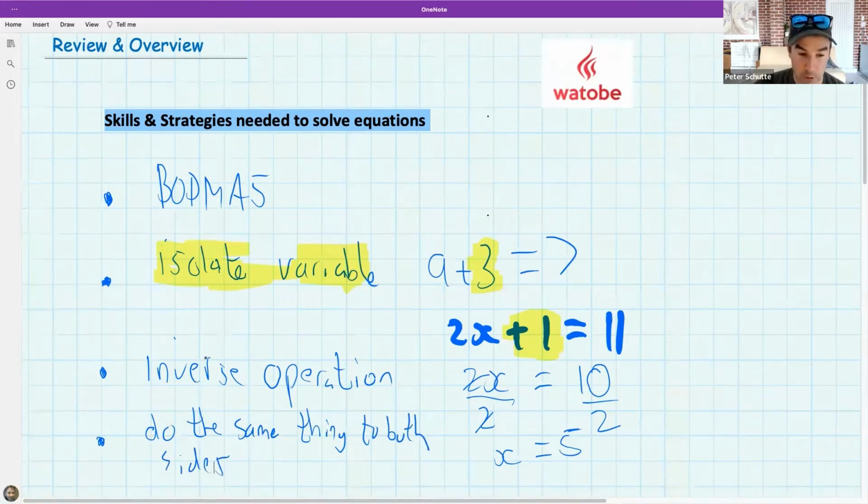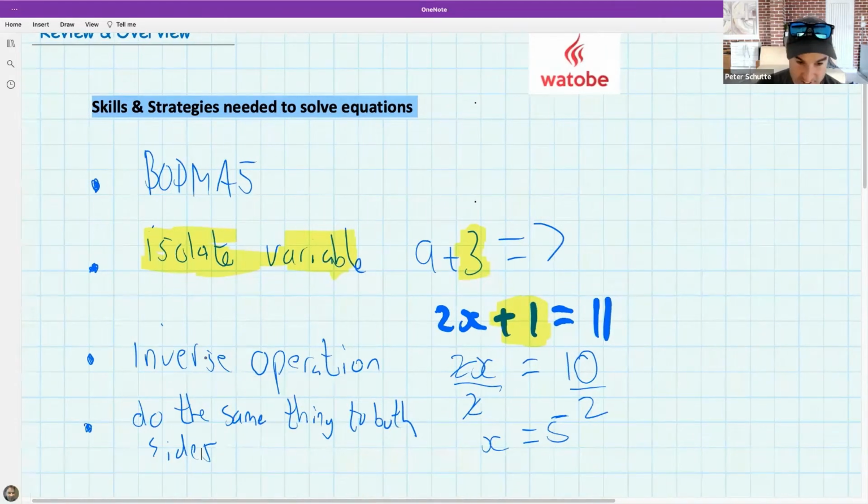Guys, this is awesome. We now have our cookbook to solve equations to matric. Honestly. Woo! Am I lying? No, you're not lying. These are the 3 golden rules, these are the points that we need. Until matric, guys.